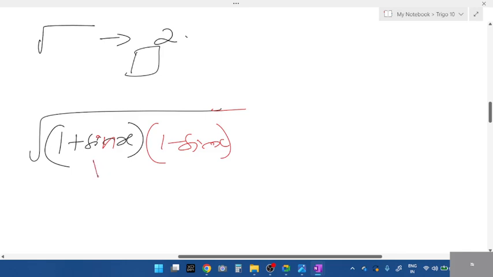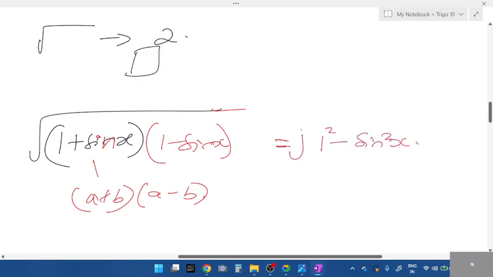The reason is, how does this formula look? A plus b into a minus b. For a plus b into a minus b, what do we get? A square minus b square. Yes, a square minus b square. A square minus b square is how much? 1 square minus sin square x. What is 1 minus sin square x?